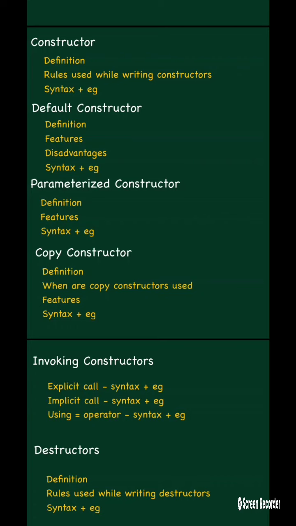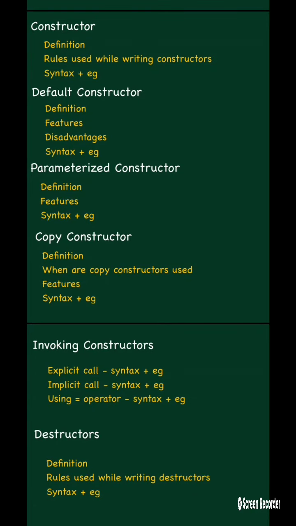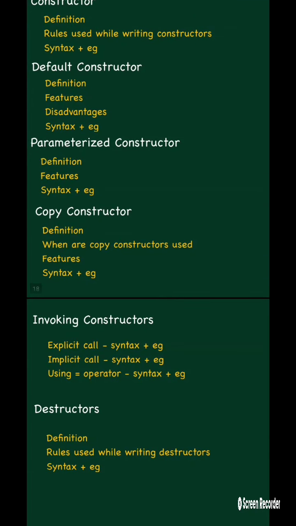Then the next topic is invoking a constructor. What is invoking a constructor? That means how a constructor can be called. There are 3 ways to call the constructor. It can be an explicit call, an implicit call, or using equal, that is the assignment operator, along with its syntax and small example program. You have to learn all the syntax and example programs. And one more thing: when you write a syntax, it must be enclosed in a rectangular box, which represents the syntax. Along with some programming examples, you have to write the invoking constructor concept.